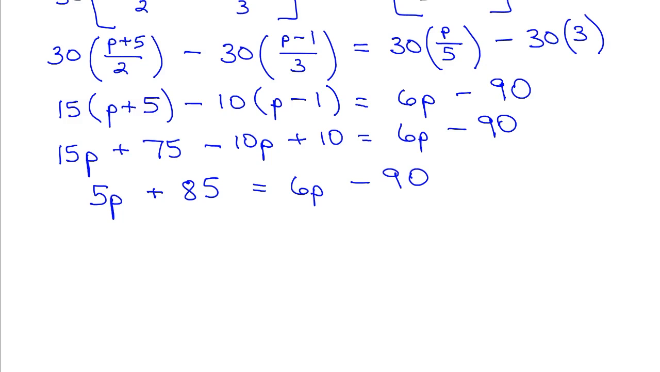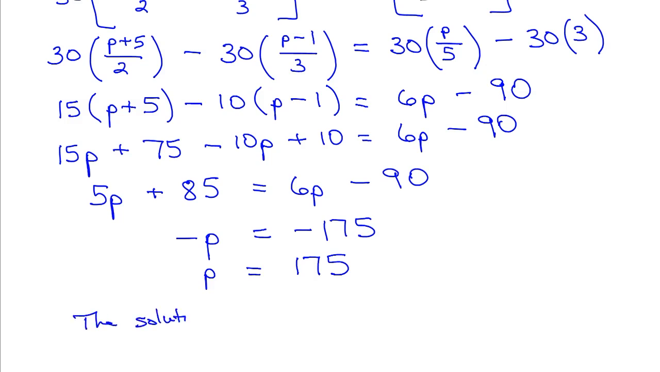Next, I'll move the p terms to the left and the constant terms to the right. 6p moves to the left as minus 6p. So we have 5p minus 6p, which is negative p. 85 on the left moves to the right as negative 85. That gives me negative 175. And then divide both sides by negative 1. We get p is equal to 175, and the solution set is the set 175.